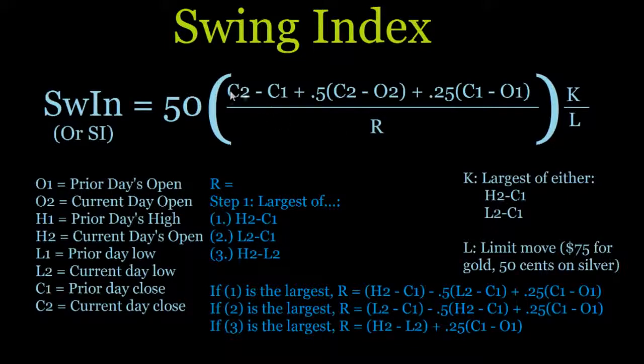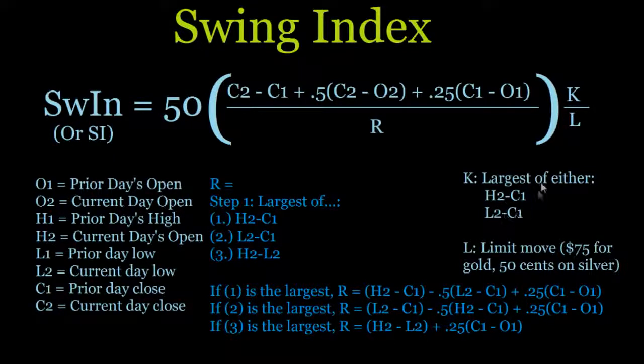C is for close, with the 2 and 1 subscripts. The 1 corresponds to the prior day, and 2 is that day. And then you've got basically this entire equation. The other thing to keep in mind is R has 2 steps to the calculation. First, you want to figure out which is the biggest of these 3 here. If the first one is the biggest, then R equals this calculation. If the second is the largest, then R equals this calculation, and so on.